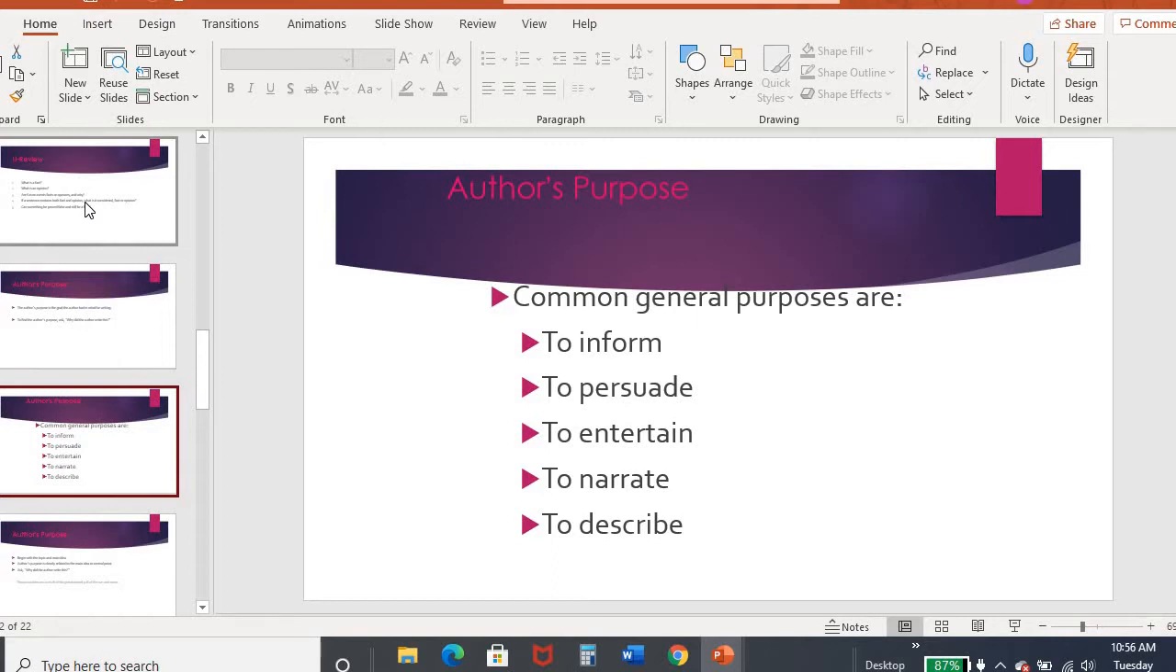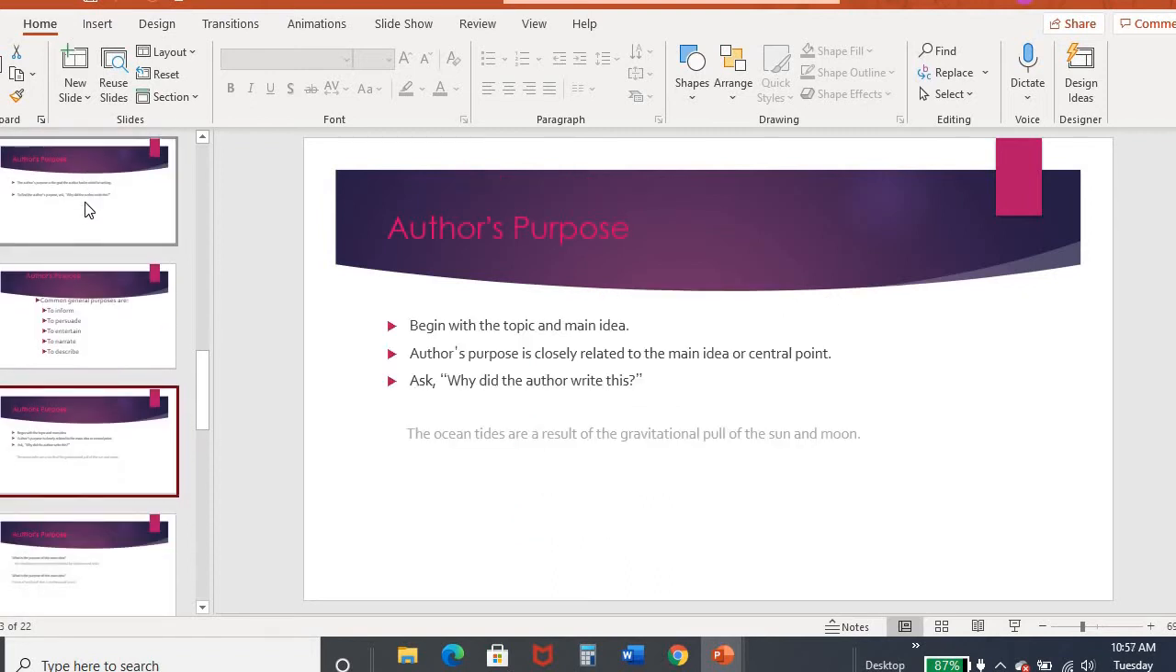And then describe. Now, description, most people, when they read, they do picture what they're reading. Description goes above and beyond that. It's really invoking as many senses as possible, trying to make you see, smell, taste, hear, feel what's going on. Okay, so those are the general purposes. And again, how do you determine purpose? Well, you ask, why did the author write this? Look at the topic. Look at the main idea.